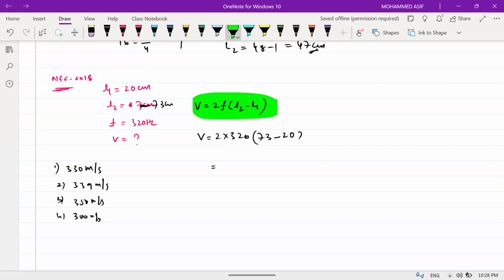See how much I'm getting? And the answers are in meter per second, so convert that into meters. So this value will be equal to 20 into 10 to the power of minus 2, and this one is also 73 into 10 to the power of minus 2. The answer is 339 meter per second. Got it?